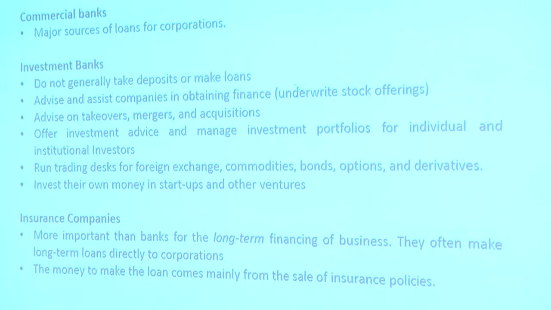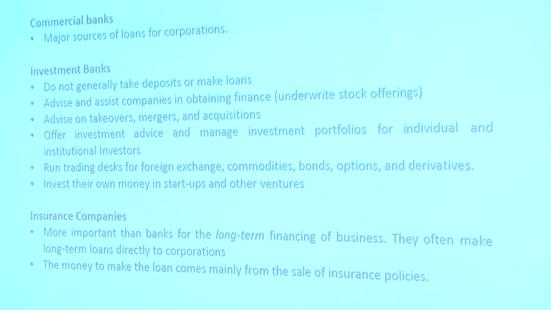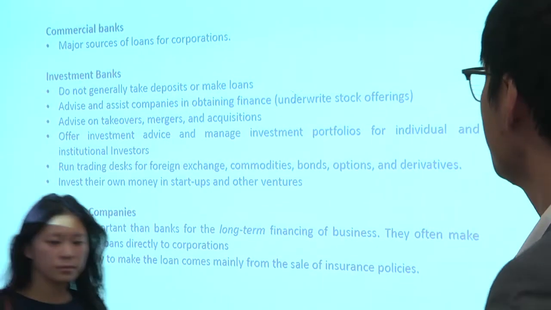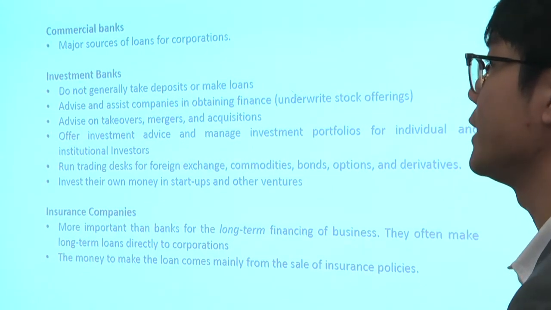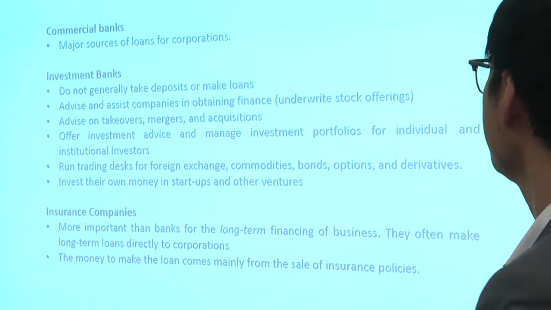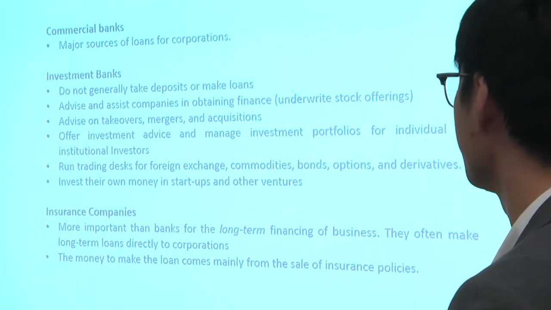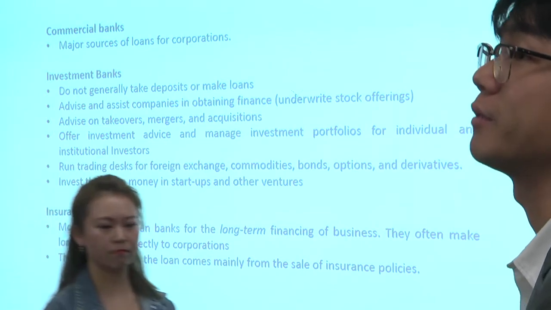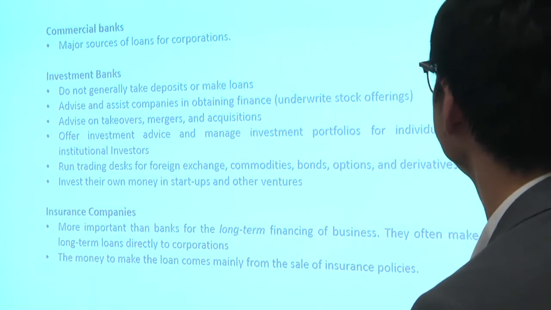Typical financial institutions include commercial banks, the major source of loans for corporations, and investment banks, which issue the stocks for the companies. Also, we have insurance companies. They sell insurance policies. They also do investments.